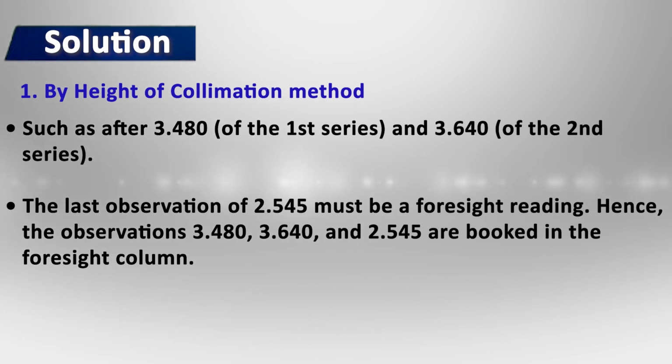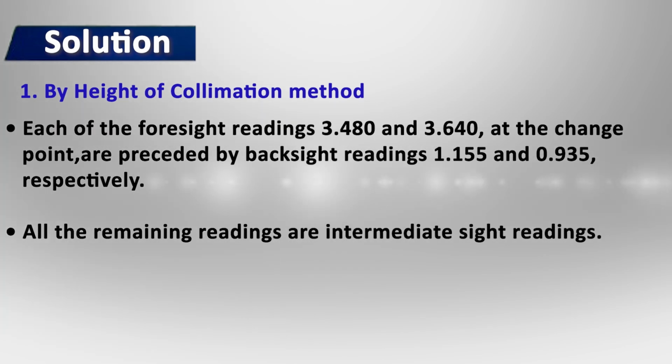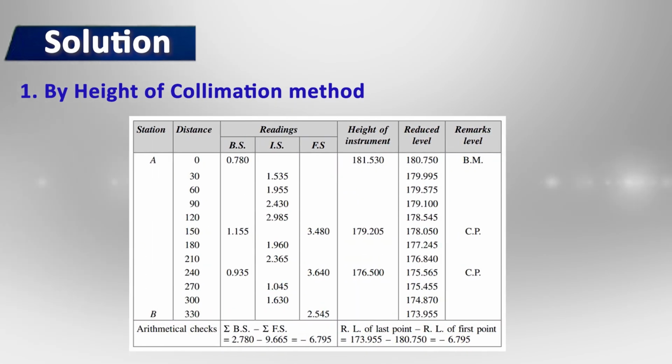So, the last observation of 2.545 must be a foresight reading, as you know. Hence, the observations 3.480, 3.640 and 2.545 are booked in the foresight column. Each of the foresight readings 3.480 and 3.640 is a change point. So, the change points are followed by backsight readings, that are 1.155 and 0.935 respectively. All the remaining readings would go under intermediate sight reading, as you can see in this field level book.